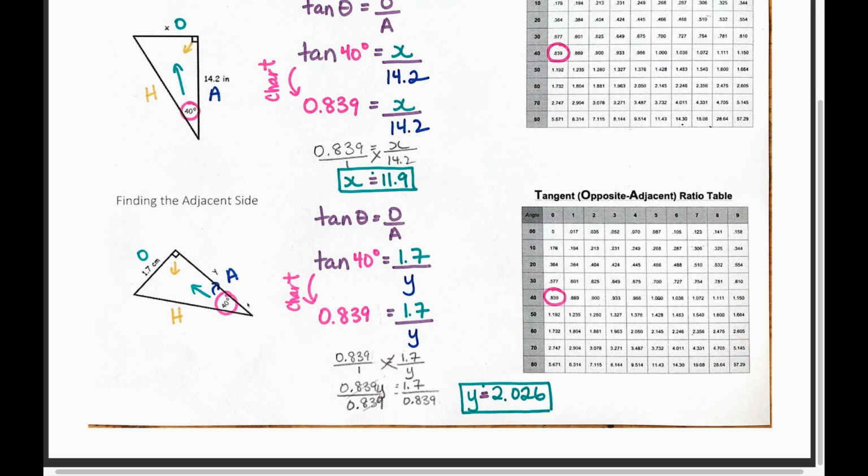So again, we find the angle we're working with, we label the triangle, we write out our formula, we sub in our values, we use our chart to figure out our tan ratio value, and then we use the strategy of cross multiplication in order to isolate for the side that we're looking for and find the unknown side of the triangle.